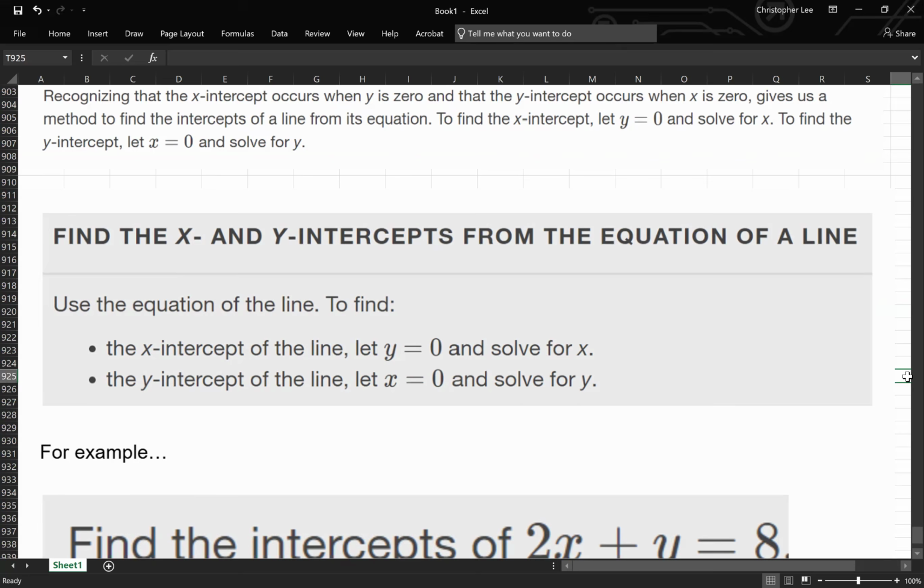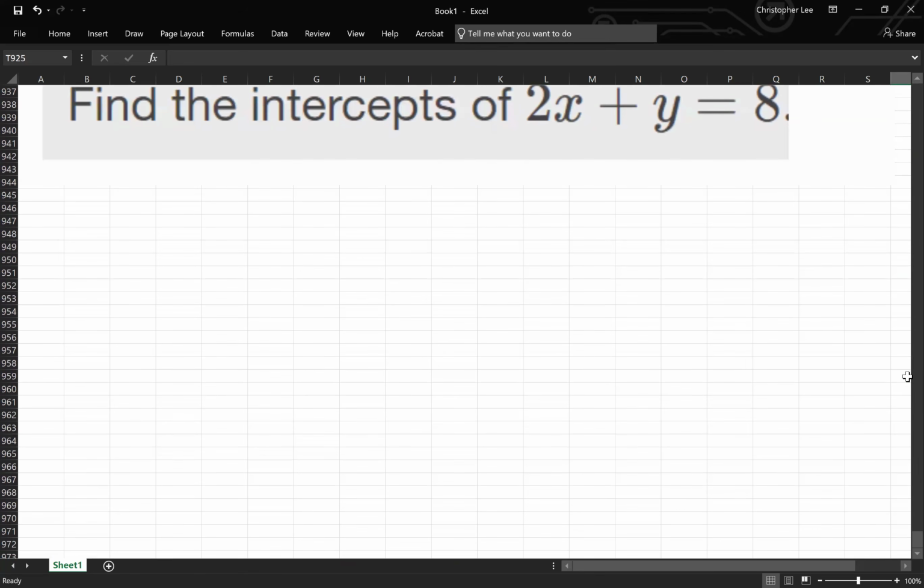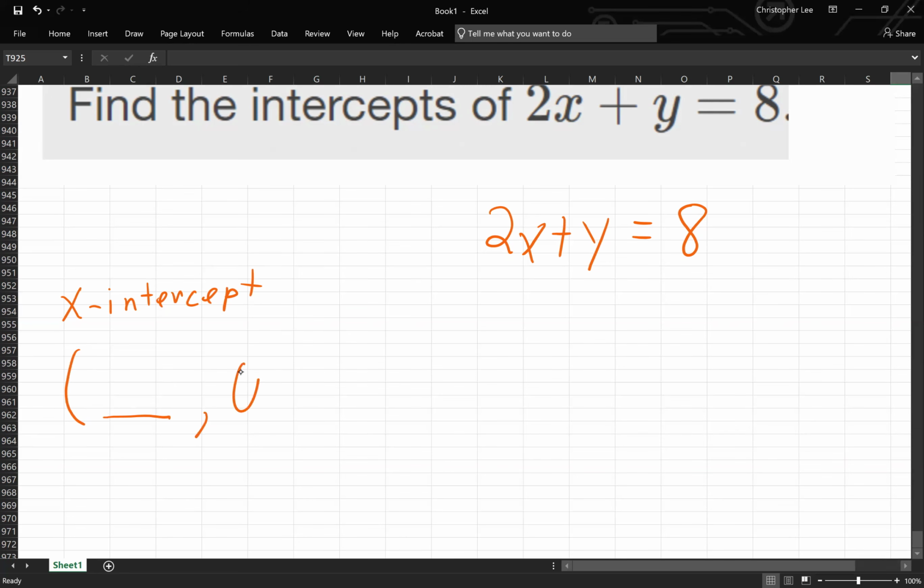Let's try it out. All right. So look, I have this equation right here. 2x plus y is equal to 8. Now I want the x-intercept. And remember, the x-intercept is the point where the graph is going to cross the x-axis when y equals 0. So right off the bat, I know that my answer is something comma 0. All you got to do, take that 0, plug it in for y.